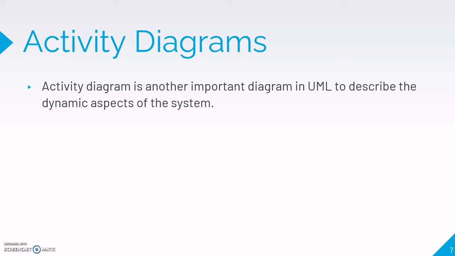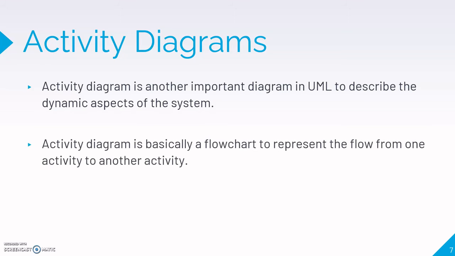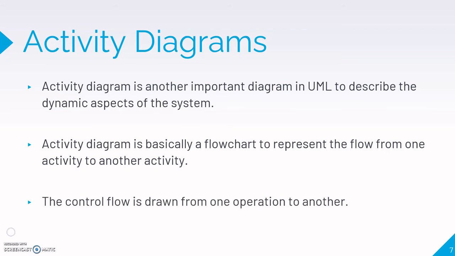Activity diagram is another important diagram in UML to describe the dynamic aspects of the system. Here, activity diagram is basically a flow chart to represent the flow from one activity to another activity. So the activity can be described as an operation of the system. Here, the control flow is drawn from one operation to another. So this flow can be sequential, branched, or concurrent. So activity diagrams deal with all types of flow control.